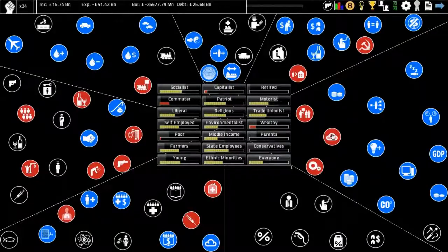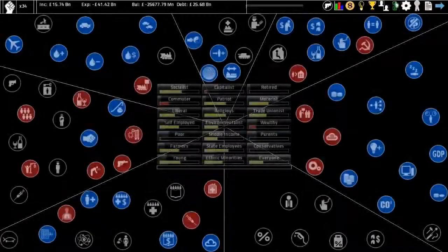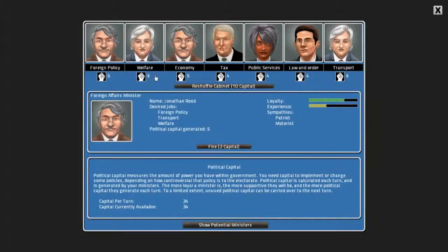What else do we have that's new? Aha, yeah. This stuff has changed. It actually costs political capital to fire a minister now. And it costs an amount that is relative to how much political capital they generate. So if we take this guy here, he generates 6 political capital, which is a lot of influence. He can get a lot of stuff done. He's a powerful politician in my cabinet. But because he's powerful, he's quite hard to fire. So it's swings and roundabouts.